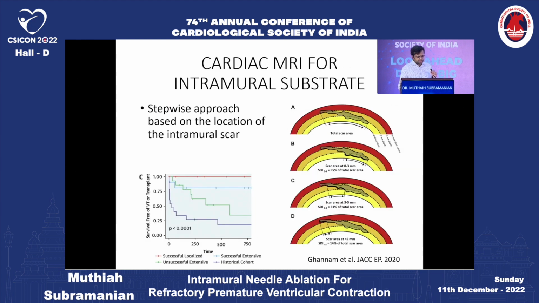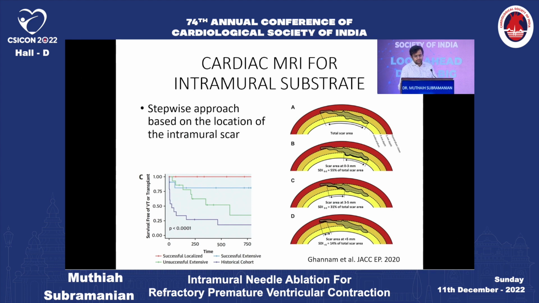So, just the last 2 slides. I think we need to appreciate how much cardiac MRI has helped us in the last few years, because now you're really able to understand the location of scars better. In this study, they divided the endocardium and epicardium into 3 and 5 mm cuts, and based on where the scar was located, they tailored their approach as either endo first or epi first, followed by these strategies. So a good MRI is very helpful.